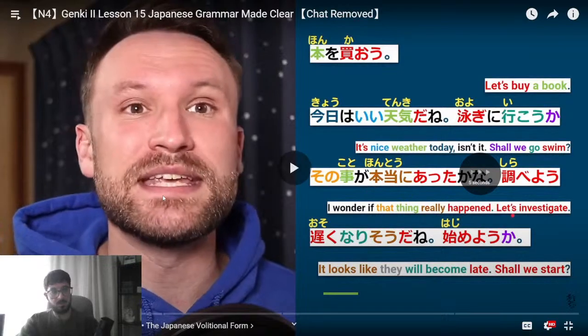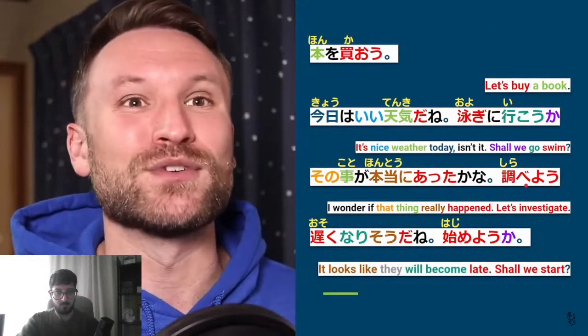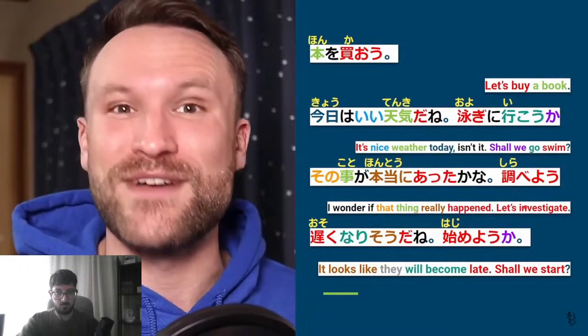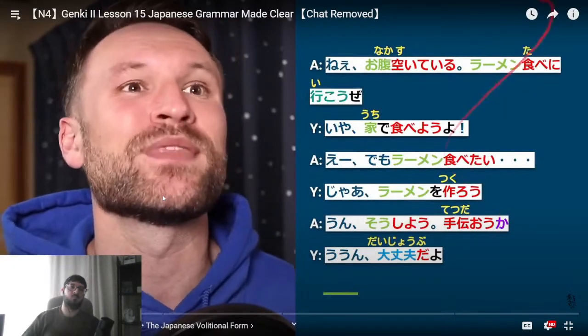Volitional form is easy. Shiraberu ends in the e sound followed by ru. So you cut the ru and add yo. Shirabeyo. Let's investigate.